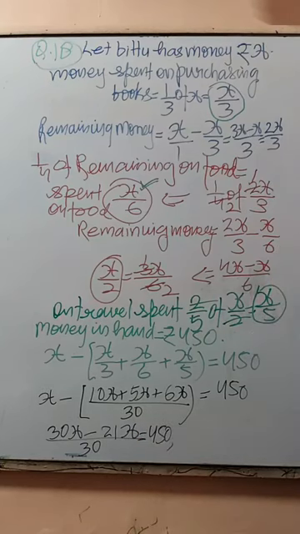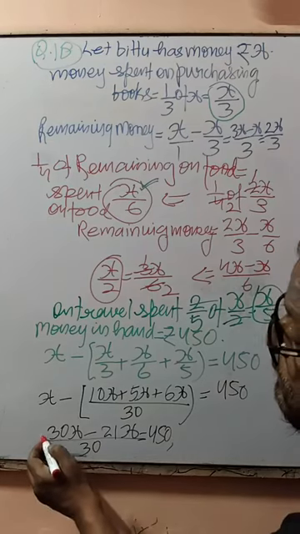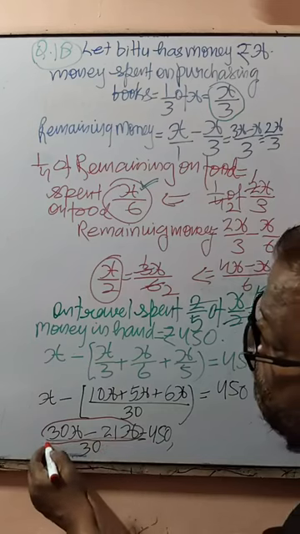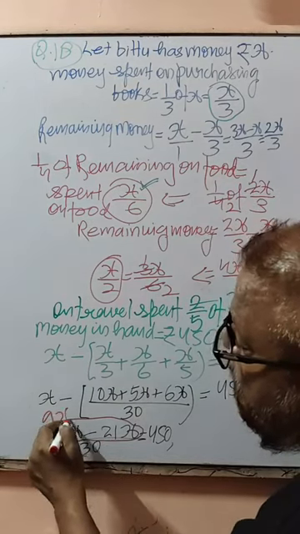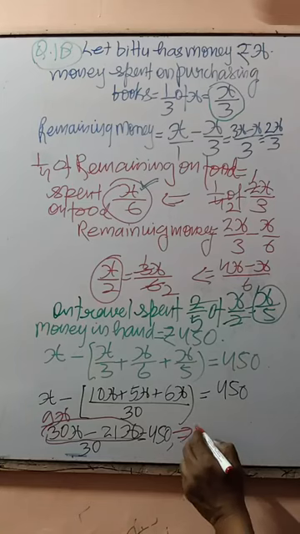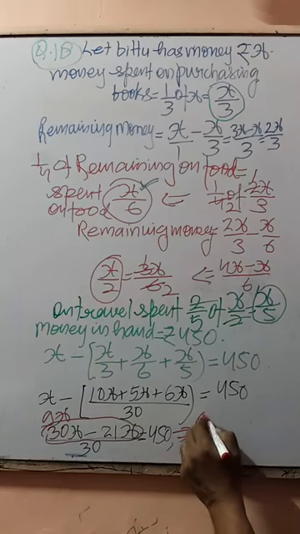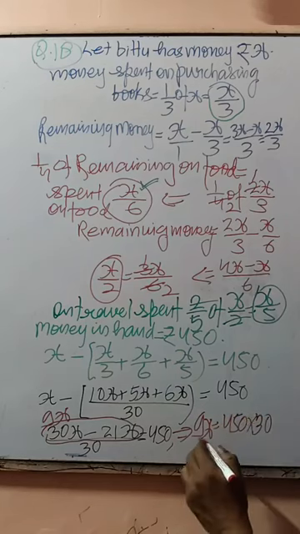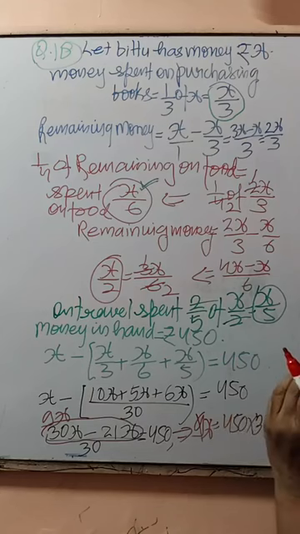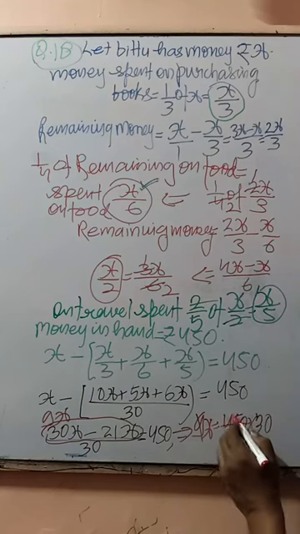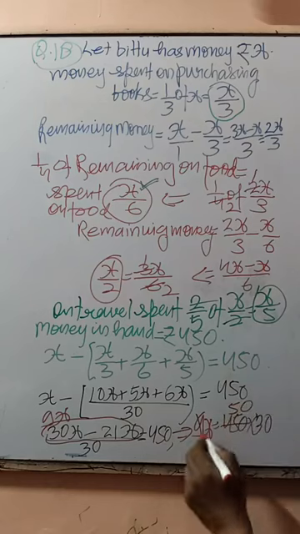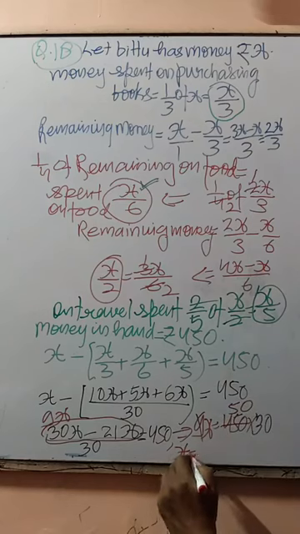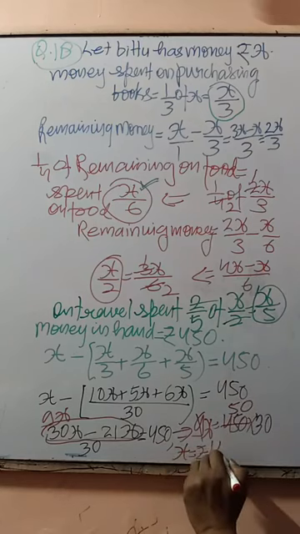So now what is left? 30x minus 21x is 9x. So we can write 9x is equal to 450 into 30. So x is equal to rupees 1500.